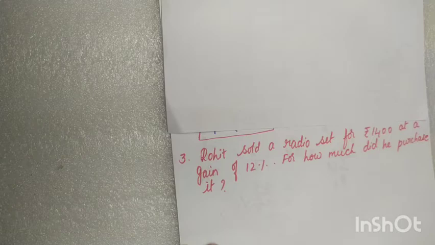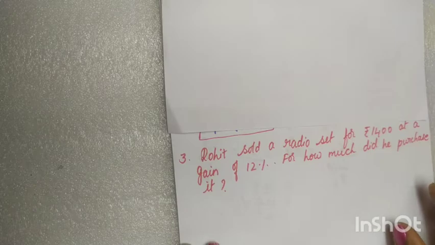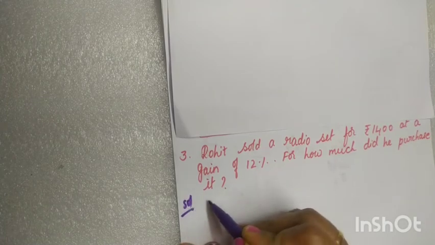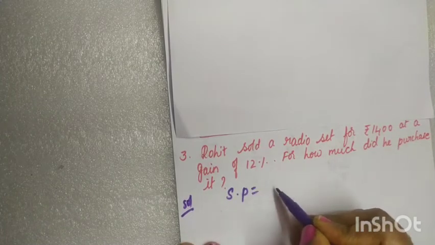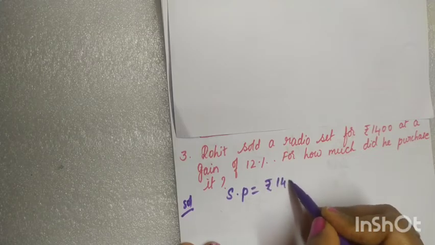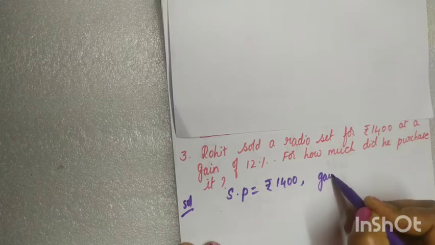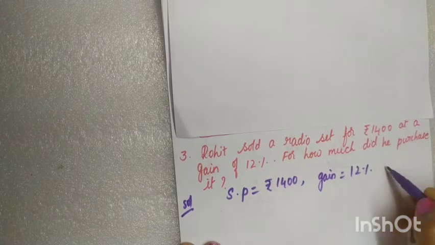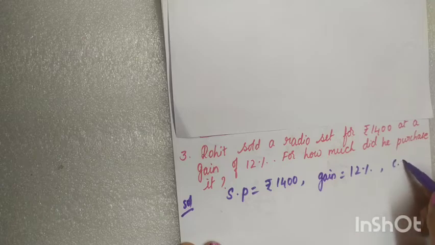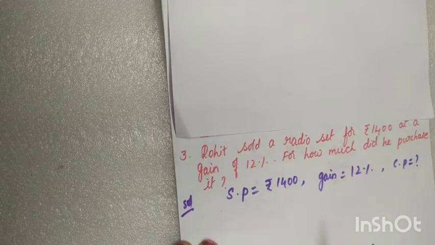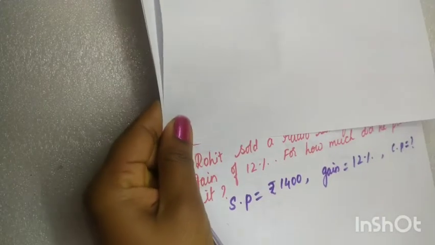Now, first we'll write the data. I'm explaining it in detail just for you to understand. First you have to write the data. Solution: selling price is equal to rupees 1,400, and gain, that is profit, is equal to 12%. Now we are supposed to calculate the cost price. We have two different methods here. I'll just use the formula method, and it will be easy for you to remember also.